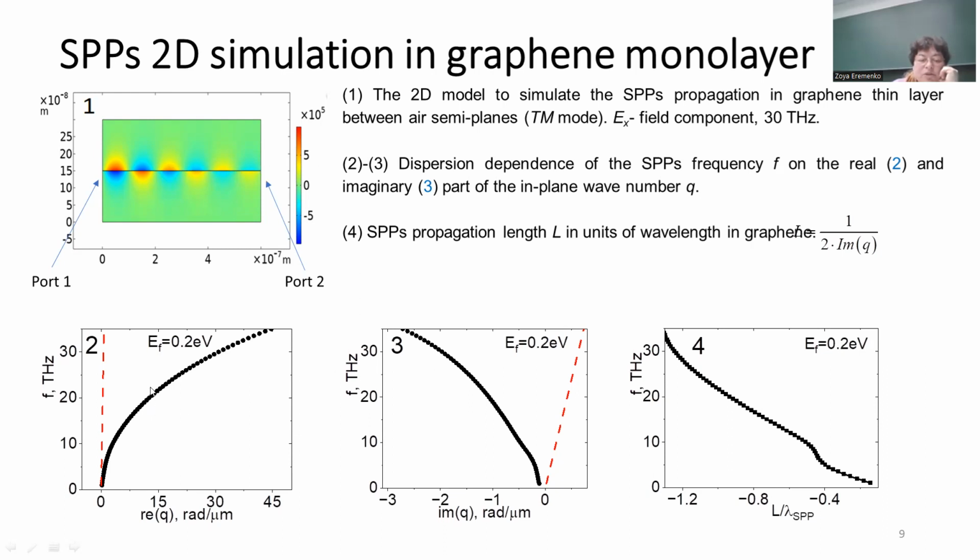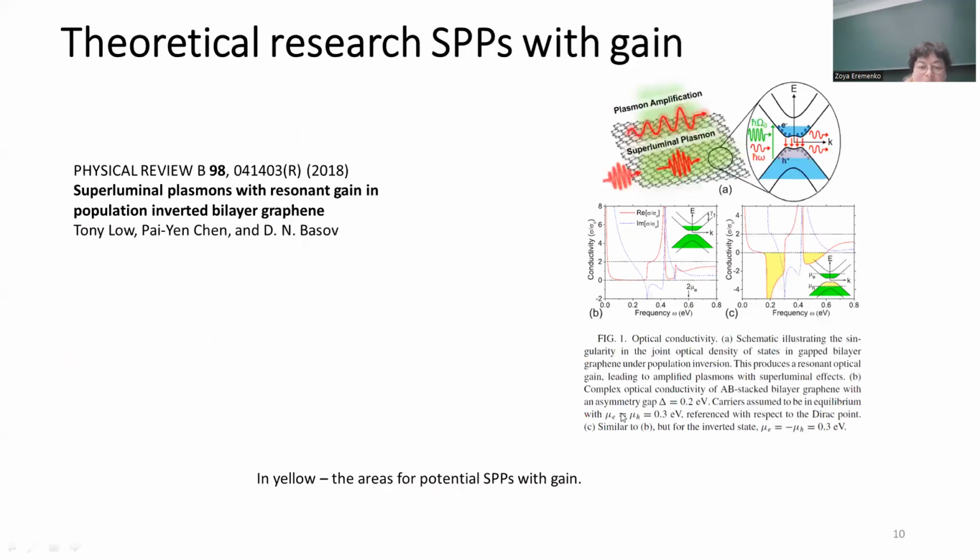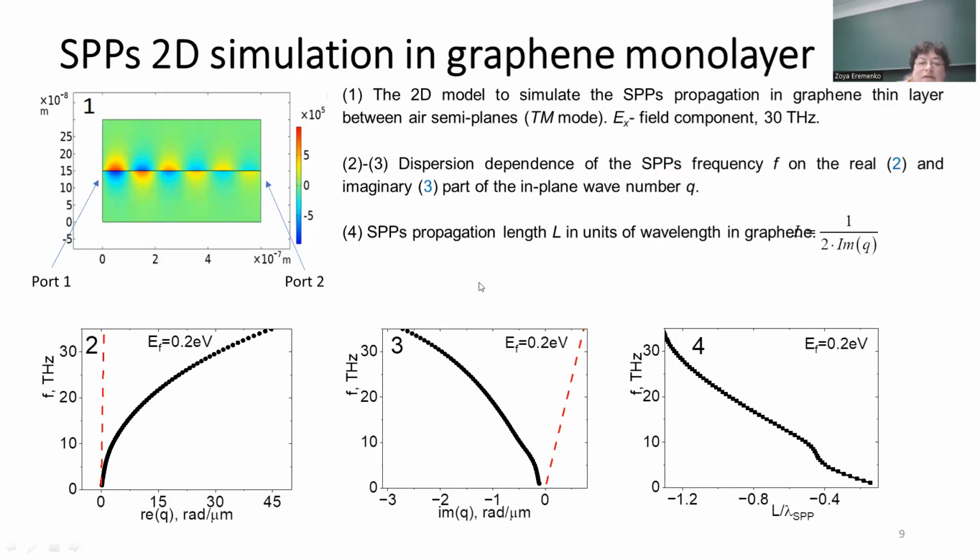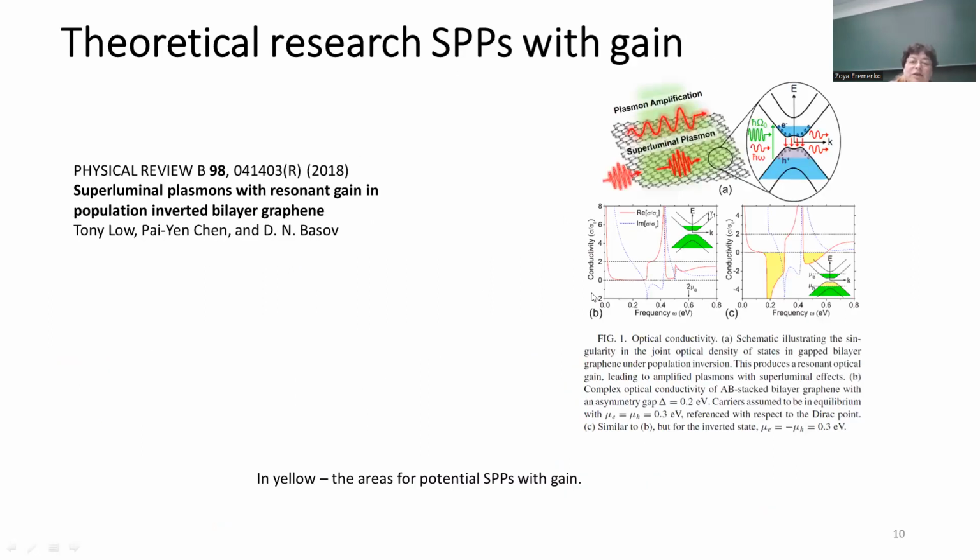On pictures 2 and 3, we have dispersion lines for the real part of the wave number and for the imaginary part of the wave number. And on picture 4, we have dependencies for propagation length on the frequency.